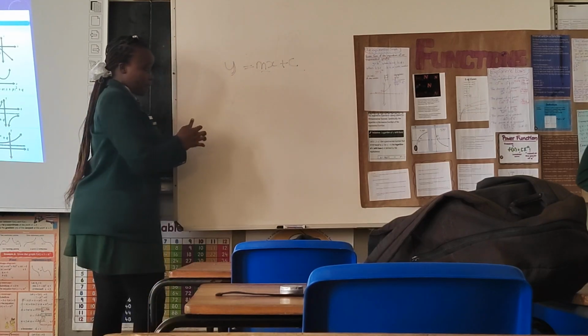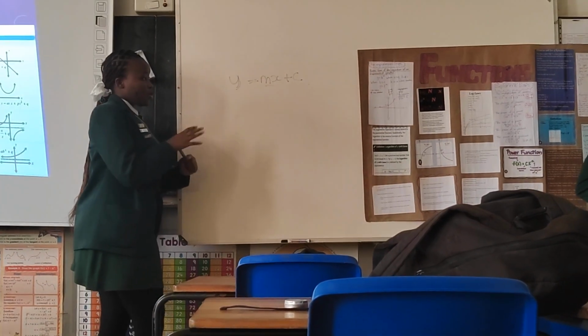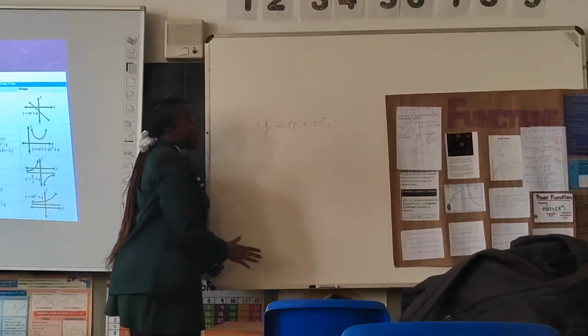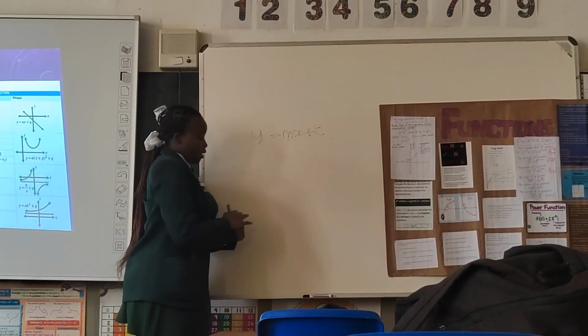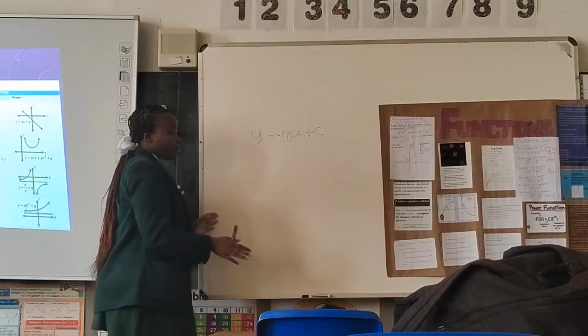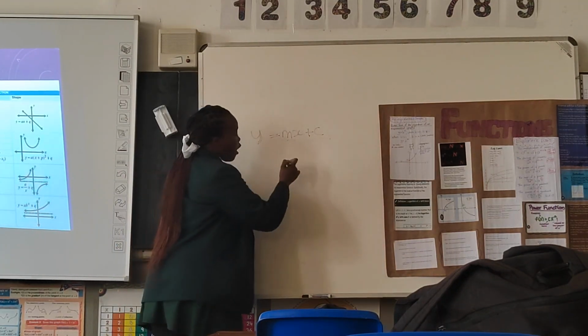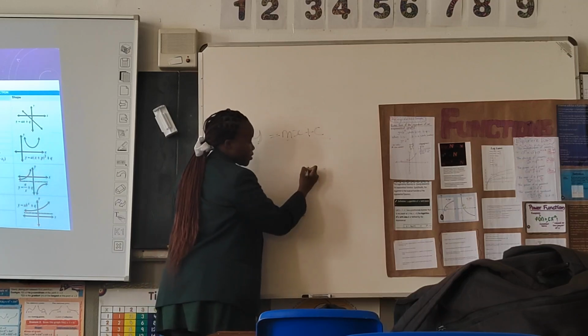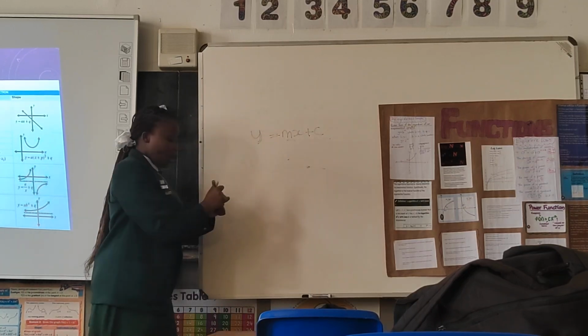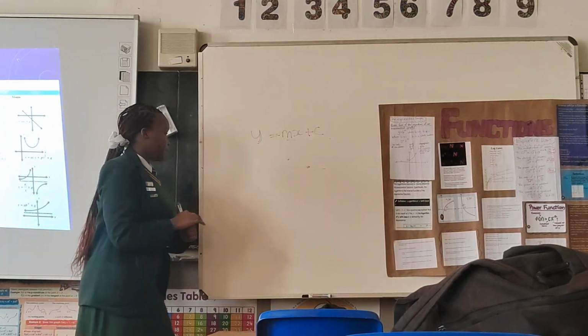To determine the x-intercept, we make y equal to 0 and we solve this part. A linear function doesn't have any asymptotes, it doesn't have a turning point, it only consists of the x coordinate and the y coordinate. So now I'm going to move over to the quadratic function.